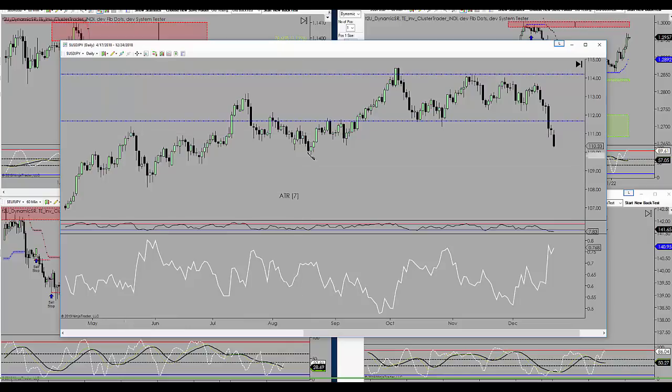Now you'll note right here, see the structure right here? See price rolling back down into this 110 handle on the USD JPY. So at this price point, as we move back down to it, you'll note volatility or average true range is increasing.